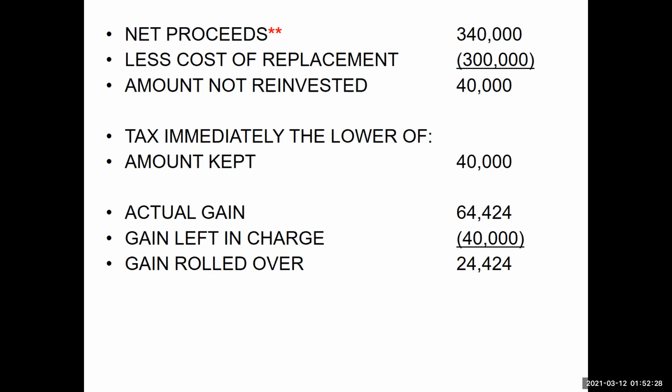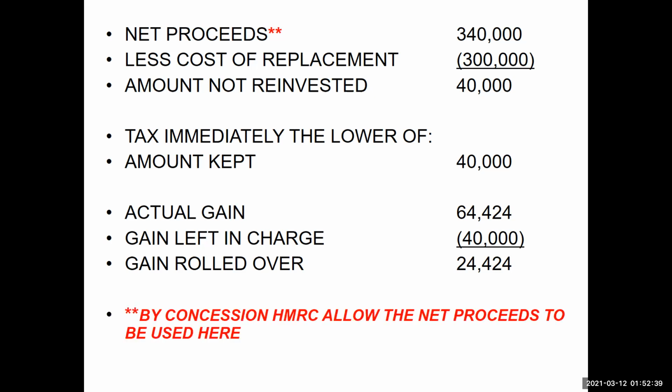So this is what we roll over. You've not reinvested the portion, knock it off from the gain, and whatever you get is what we roll over. Now, typically HMRC by concession will allow the net proceeds to be used in this analysis. That's why we have put an asterisk on the first item over there.